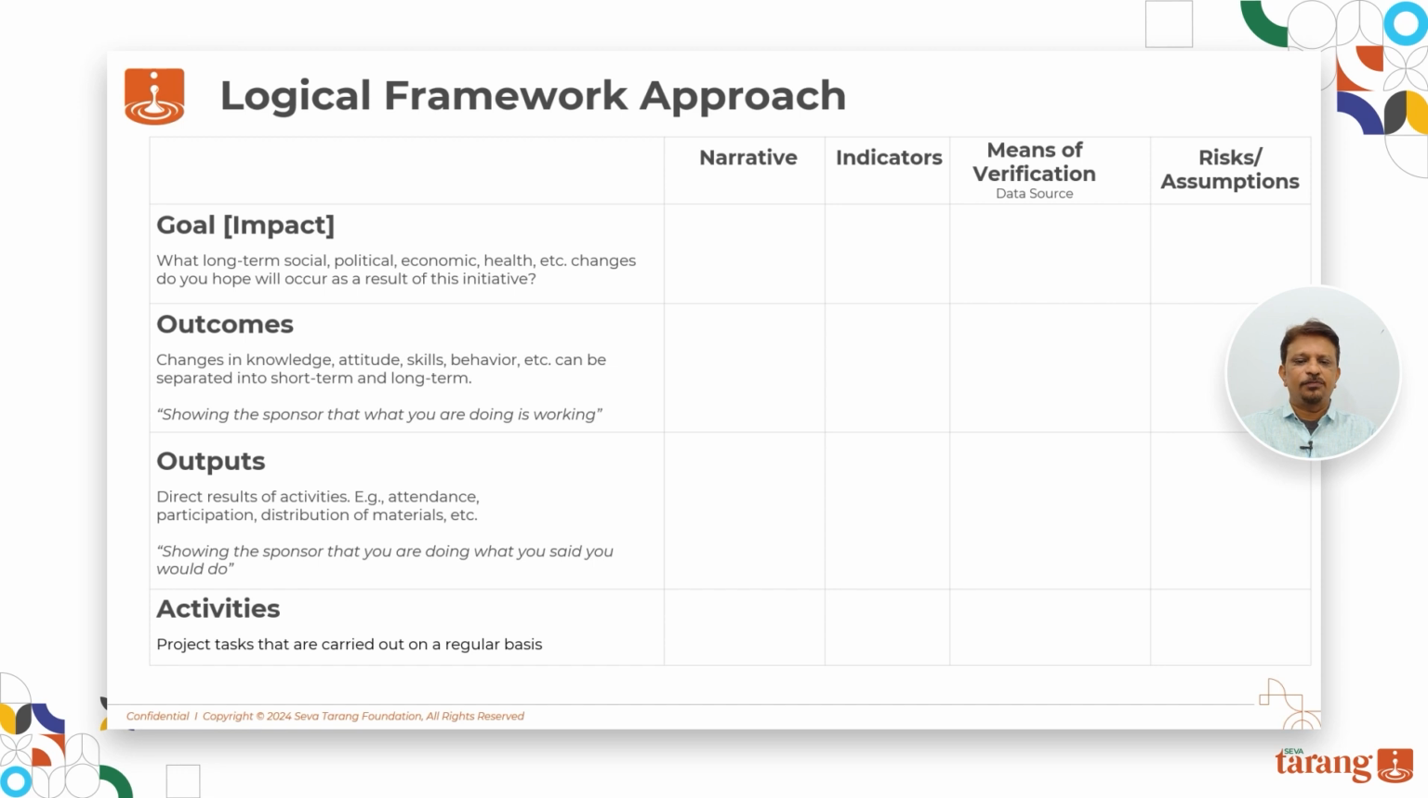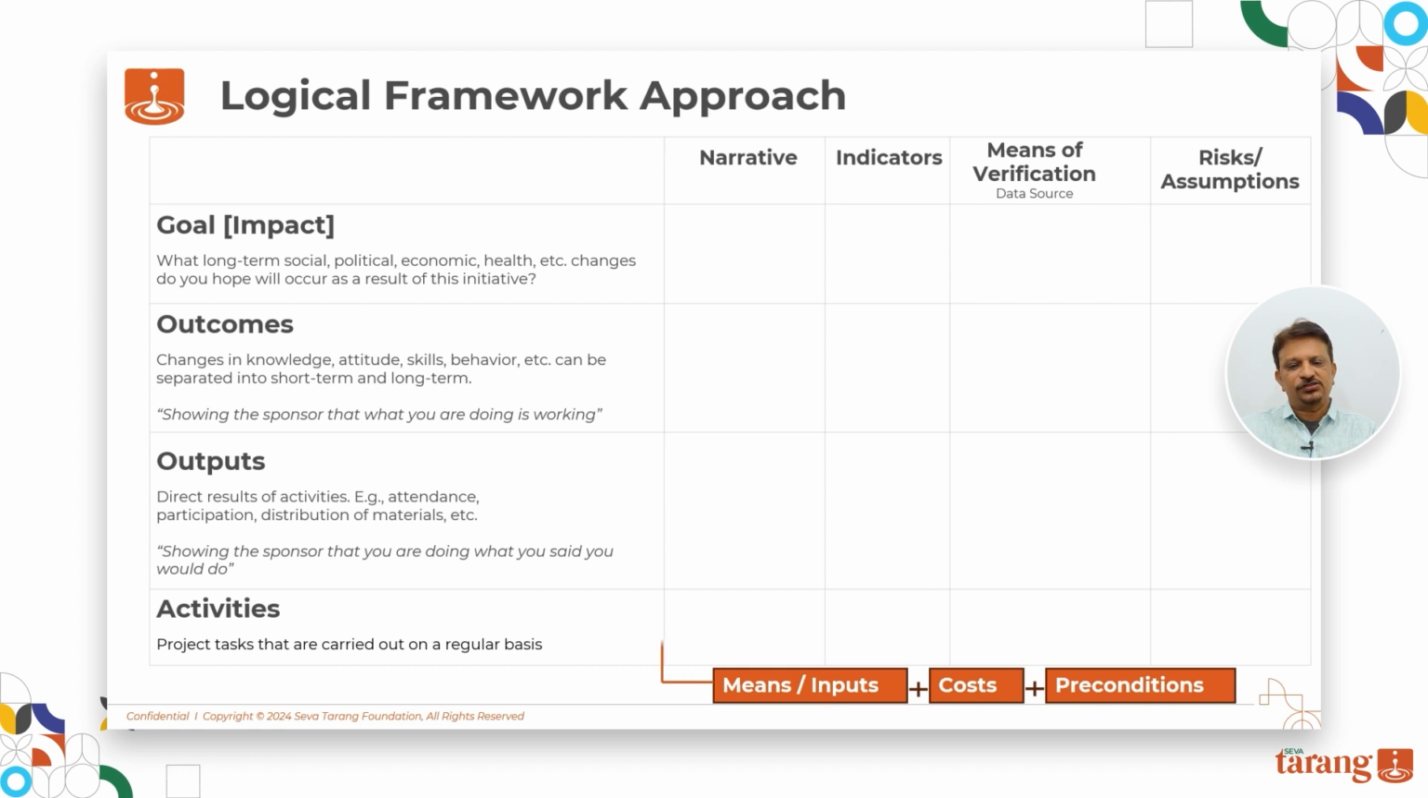Now let us see what I mean by narrative, indicators, means of verification, risks and assumptions. How this logical framework works, there are 3 major initial requirements. Those are the means and inputs, costs and preconditions. If there are sufficient inputs, means and cost, and the preconditions are met, activities can start.